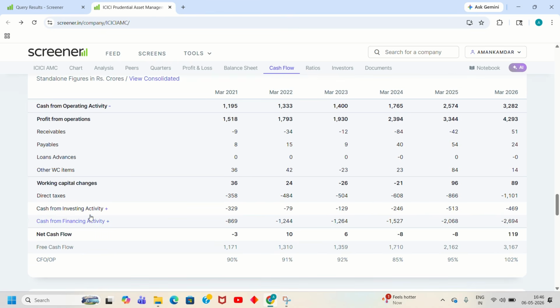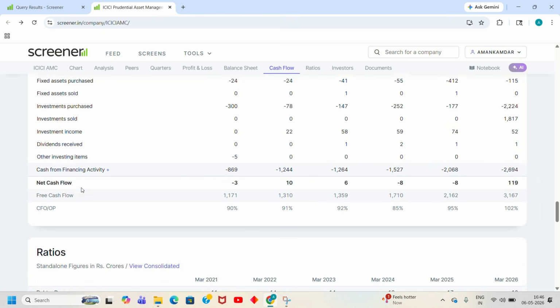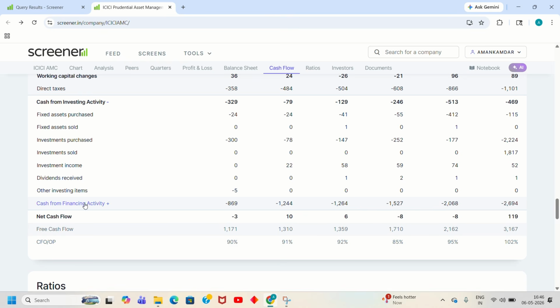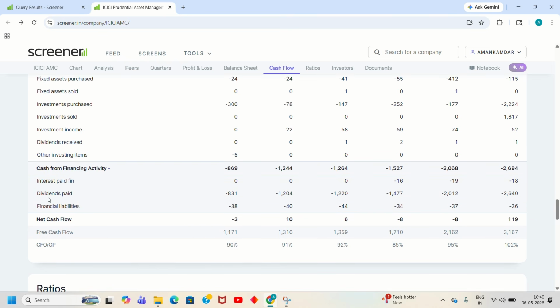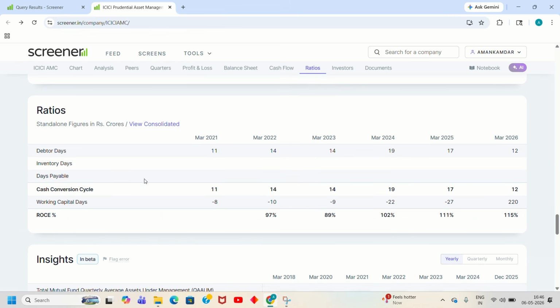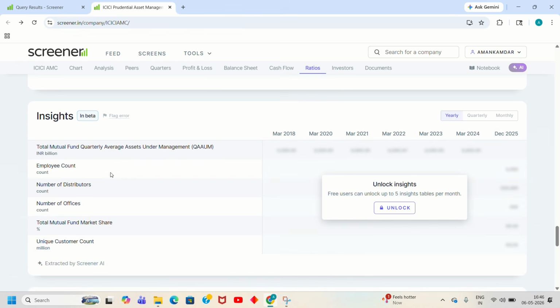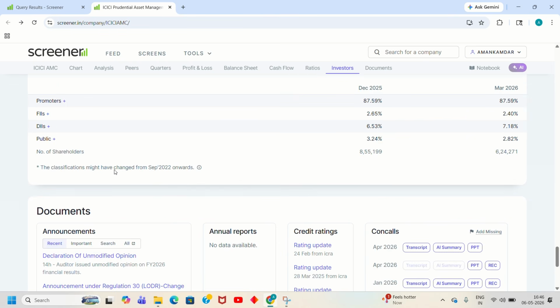Now working capital items and cash flow from investing activities, you can find the details of the investing activities as well and financing activities as well. Now dividend paid, so it is a highly dividend paying company, which I like. And these are the ratios of the debtor days. Now promoters are holding 87.59%. Similarly, as of March 2026, they are also holding a similar percentage.